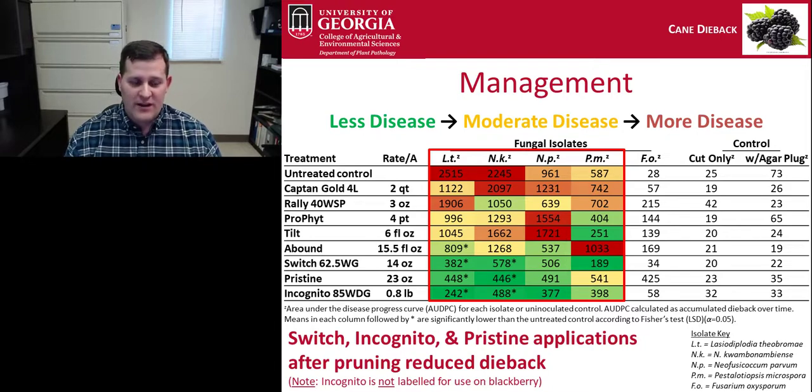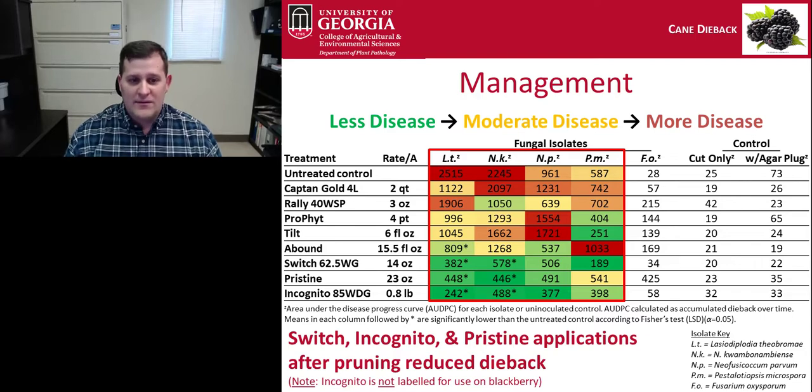And we found through this work that Switch and Pristine and Inspire were able to reduce the level of disease after inoculation. So they appear to be effective at reducing dieback when they're applied after pruning. One note, though: Incognito is not labeled for blackberry, though it is apparently effective.